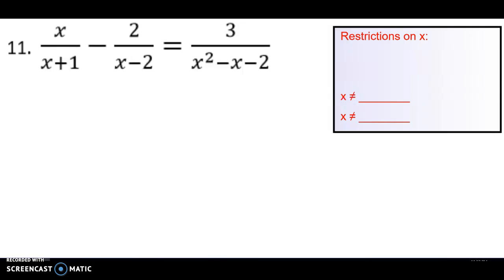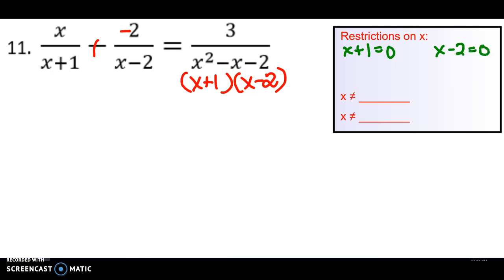All right, number 11. So first thing I'm going to do is change my subtraction to addition and change that 2 to a negative. Okay, and we need to factor out this last trinomial here at the bottom. And that's going to factor as x plus 1, x minus 2. Which is great, because that's the same factors that we have on the left side of the equation. All right, let's find our restrictions. So we need to set those equal to 0. X plus 1 equals 0. X minus 2 equals 0.